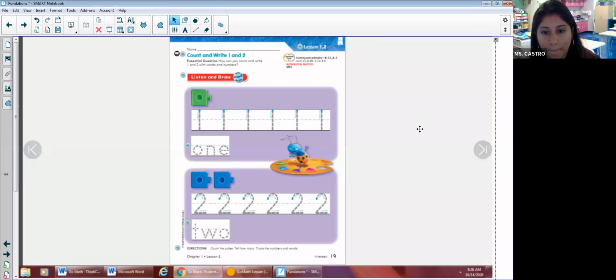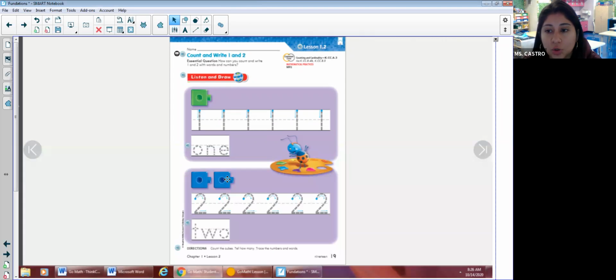All right, so we are on page 19. Here on page 19, they are showing us these square objects. You have a green square object on top, and then you have some blue square objects on the bottom. Those square objects, boys and girls, are called cubes. Those are counting cubes, okay?